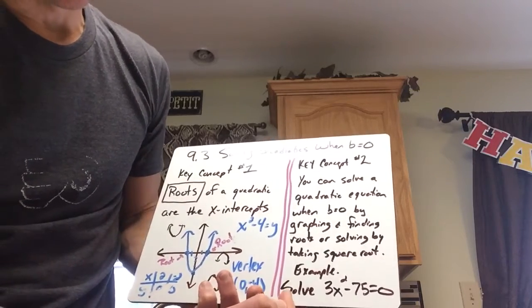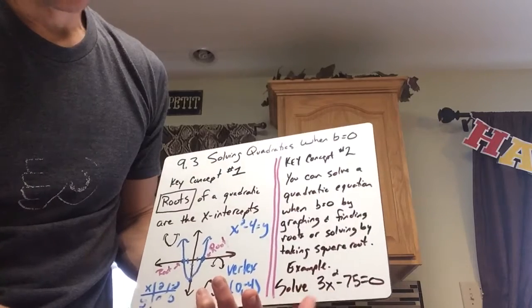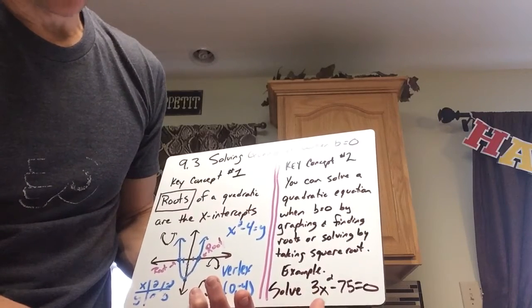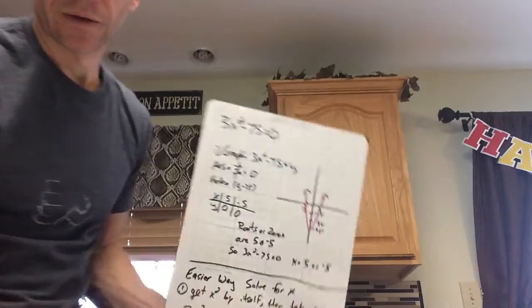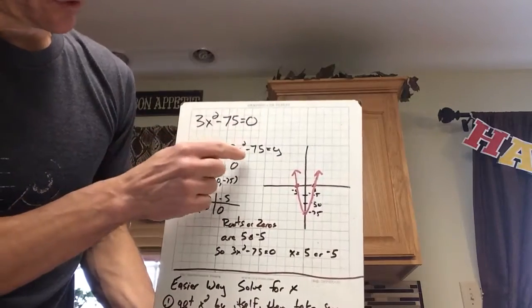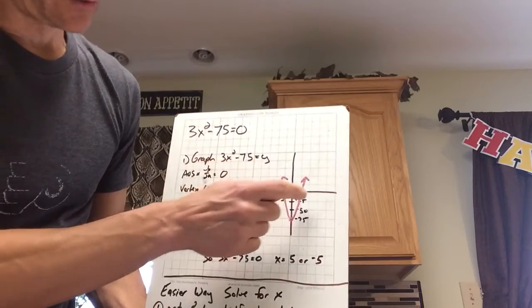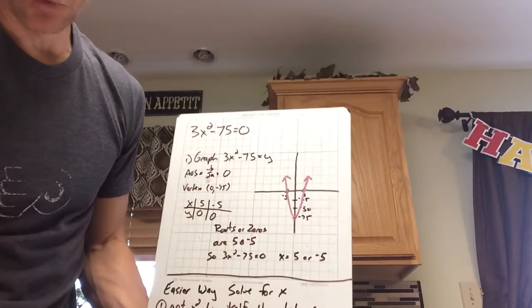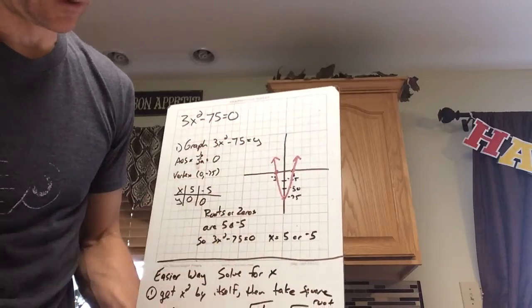So for example, let's say we're asked to solve 3x squared minus 75 equals 0. So one way to solve this would be to graph 3x squared minus 75 equals y, and then look for the values where we cross the x-axis. Way, way, way too much work. But it works. It does get us the answers, but we could do it much easier.